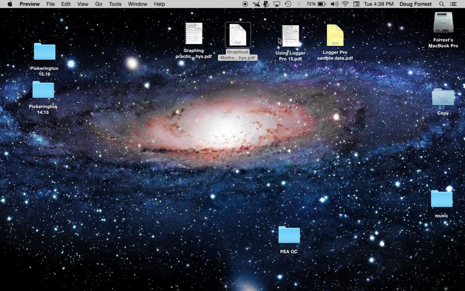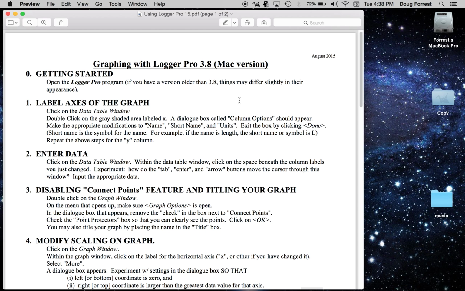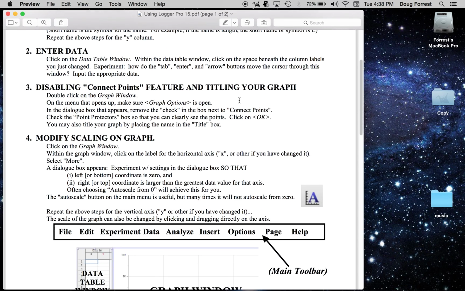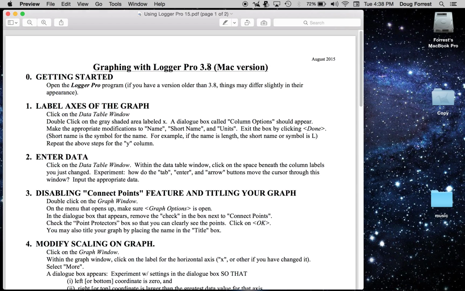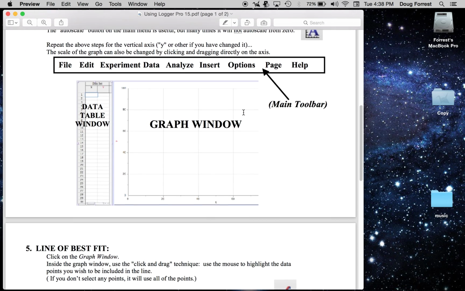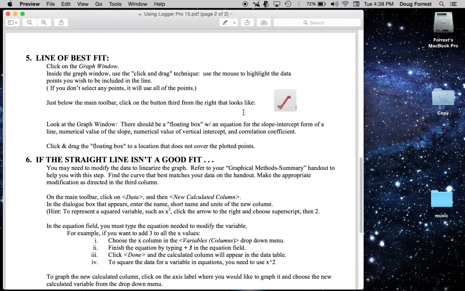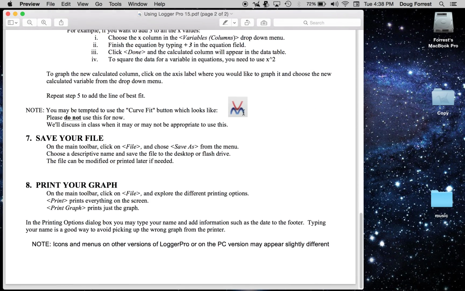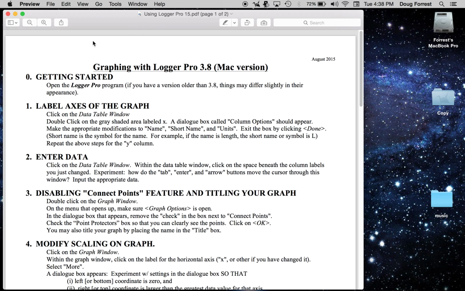You should also have this Using Logger Pro handout. It's for our school computers, so we're using version 3.8. You'll probably be using version 3.9 if you download it at home. Again, in class, you have a handout for how to download this at home. It's perfectly free to do that using our district site license.